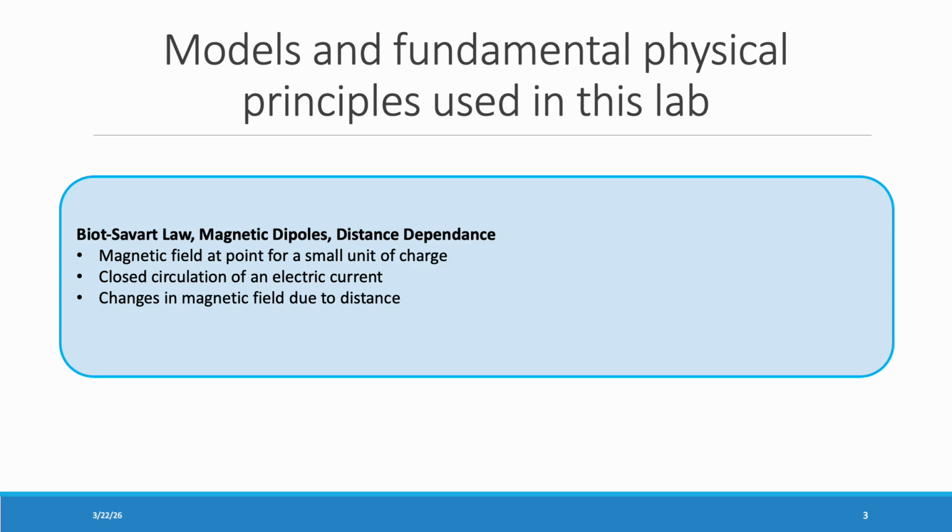With all these meaning the magnetic field at a point for a small unit of charge, the magnetic dipoles being a closed circulation of electric current, then giving off a magnetic field, and then finally changes in the magnetic field due to differences in the distance.